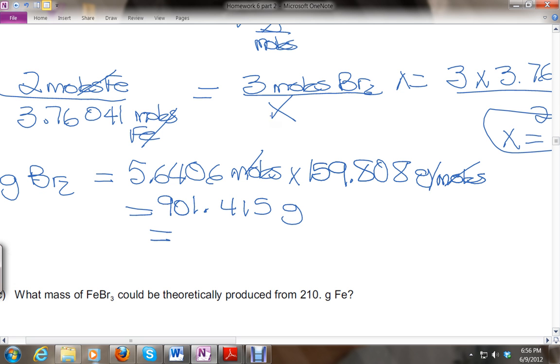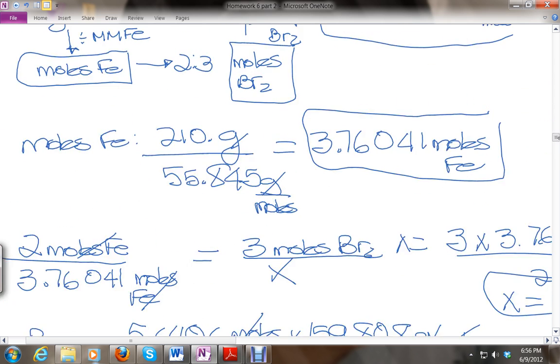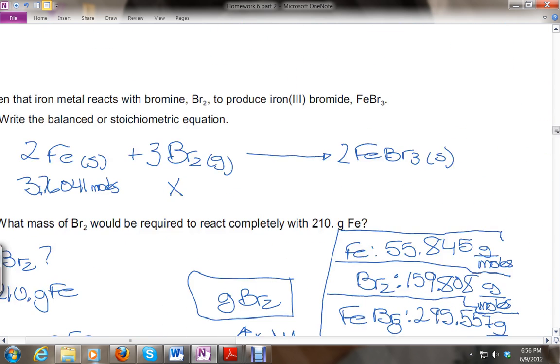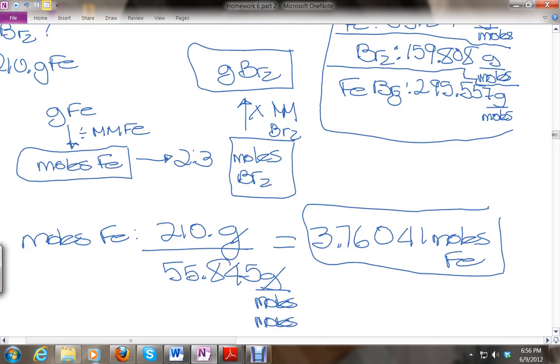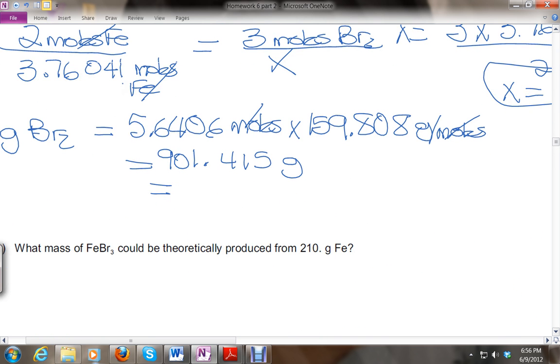Just check it out: 210 point. That's the data they gave us. 210 point. You see? That's going to give us 901 grams. That's the mass of Br2.